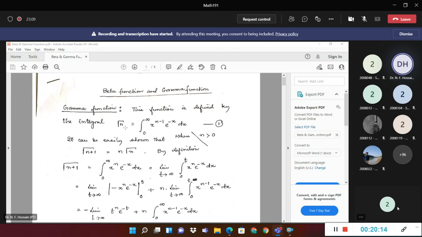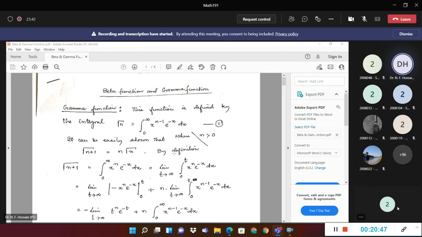This is gamma n. Now at first we show that gamma n plus 1 equals n into gamma n. So one thing here, n should be a positive number, a positive real number. It may be any fraction, it may be any decimal, but it must be greater than 0. It is always a positive number to define this gamma function. And we can easily show that gamma n plus 1 equal to n into gamma n.